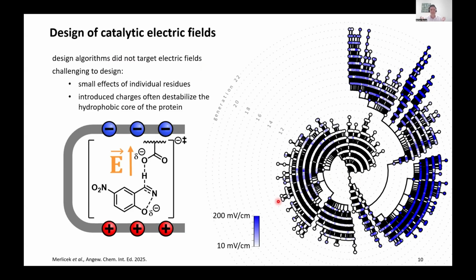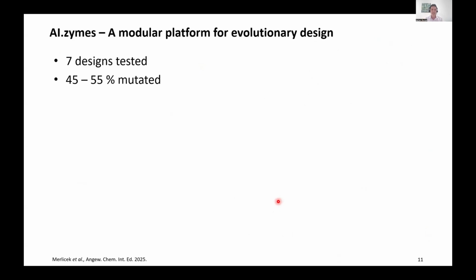Now, when you do enzyme design, it's absolutely critical that you also always experimentally validate your designs, and this is also what we did here. So we tested 7 designs in the lab. Interestingly, we mutated almost half of all of the amino acids in the protein. So this is a 120 amino acid enzyme, and we have 60 mutations on average in the tested designs.